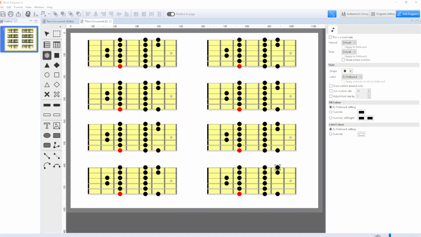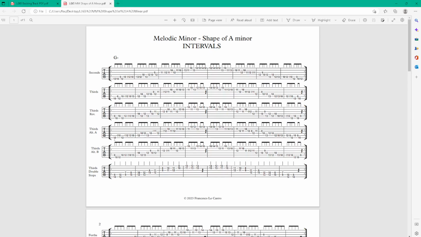Anyway, let's start from melodic minor. I'm going to show you the PDF that comes with this lesson. First and foremost, we have intervallic studies as usual. So we're looking at the shape of A minor. The PDF is written in G. Again, feel free, you should transpose it in all other keys.